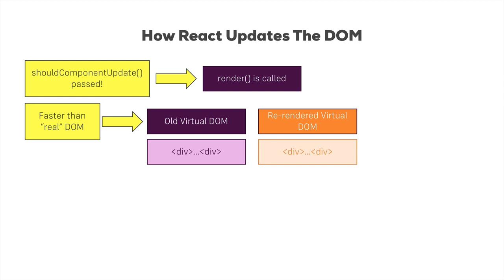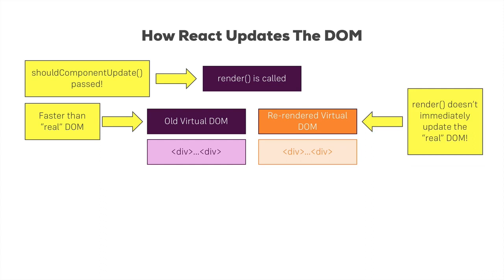And React basically keeps two copies of the DOM. It has the old virtual DOM and then the re-rendered one. The re-rendered one is the one which gets created when the render method is called. Now, as I mentioned though, re-rendering or calling render doesn't immediately update the real DOM. Instead, React makes a comparison. It compares the old virtual DOM to the new one and it checks if there are any differences.